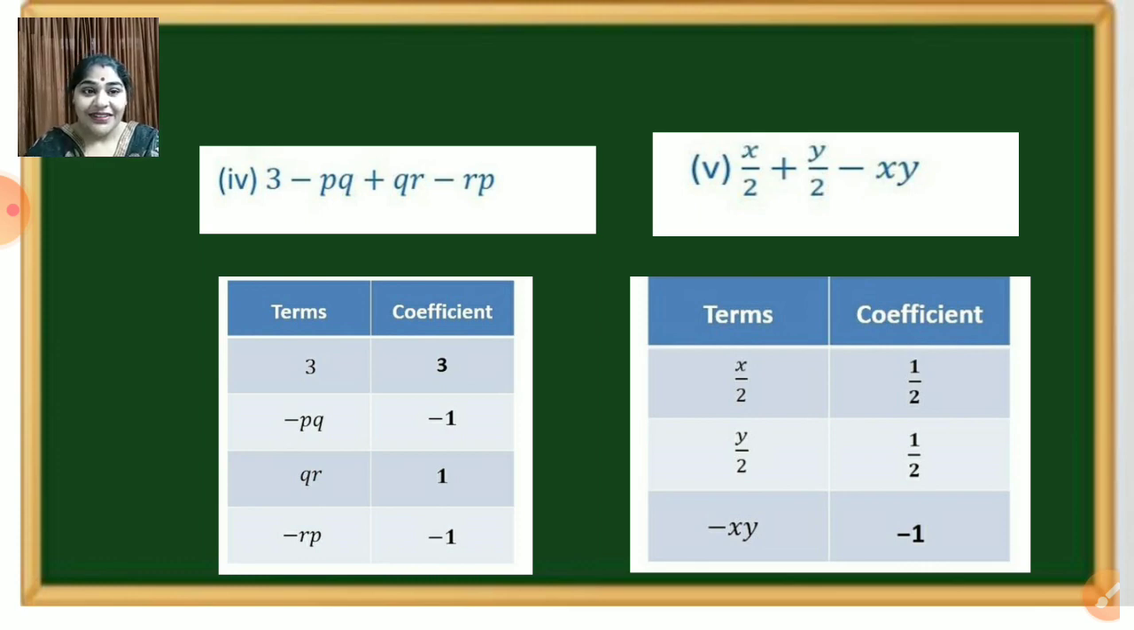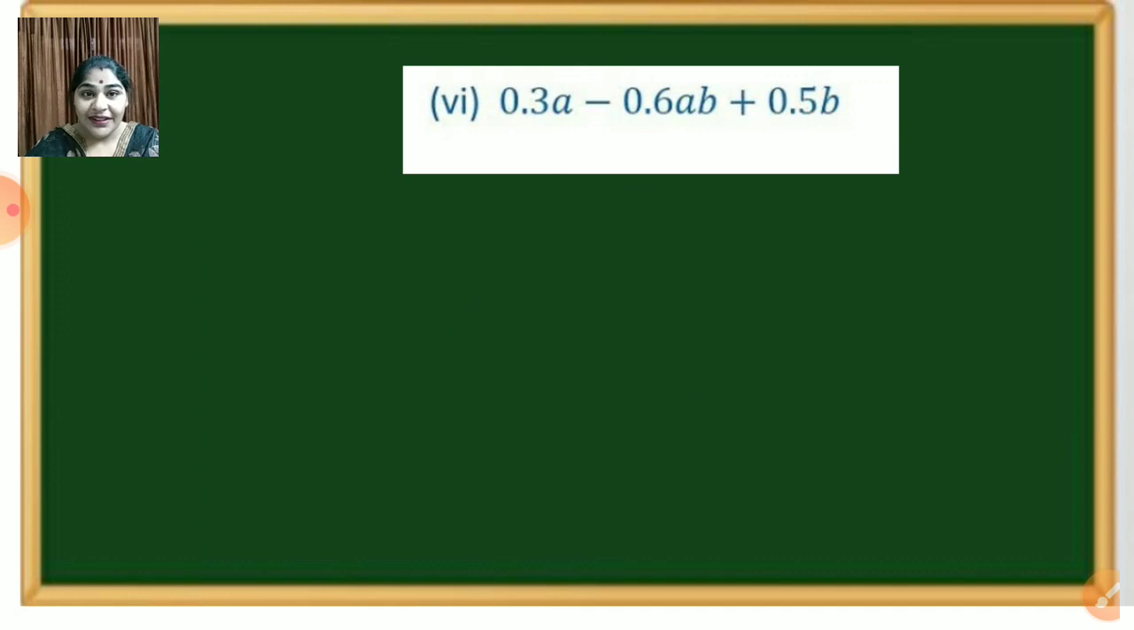I hope, children, this is very much clear now. The coefficient, what is expression, what is terms, what is the coefficient, what is the constants, what is the variables, what are the factors, right? So this is the sixth one, that is the last one, children. So not necessary that the coefficient will be only the whole number. Okay, it can be a decimal, it can be a fraction, like just now we have seen, right? So this is the next one, 0.3a minus 0.6ab plus 0.5b.